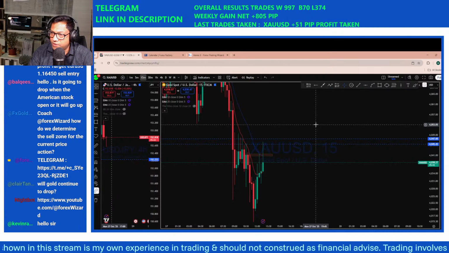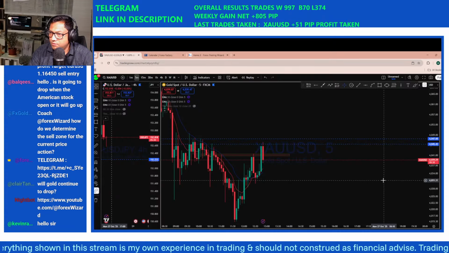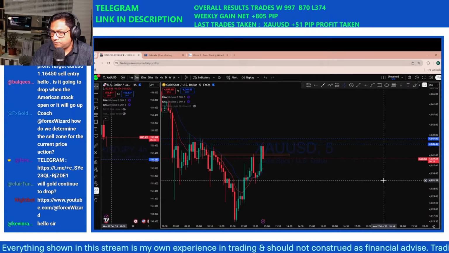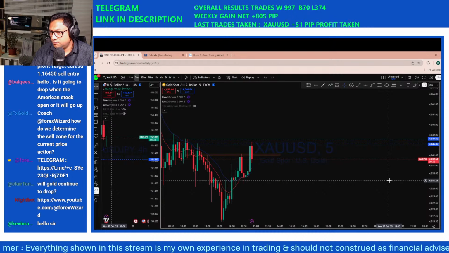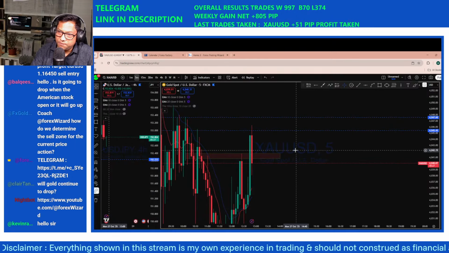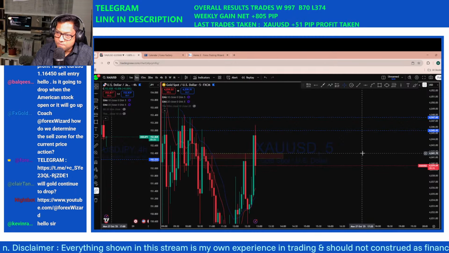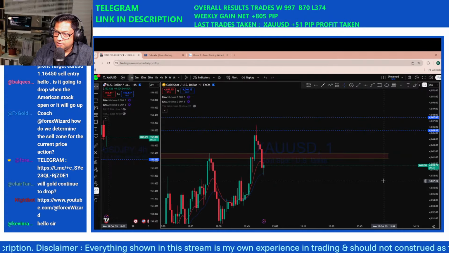And the 15 minutes price action that you can see, now the 5 minutes candle, we can see this is a big long bearish candle on the 5 minute chart on gold.